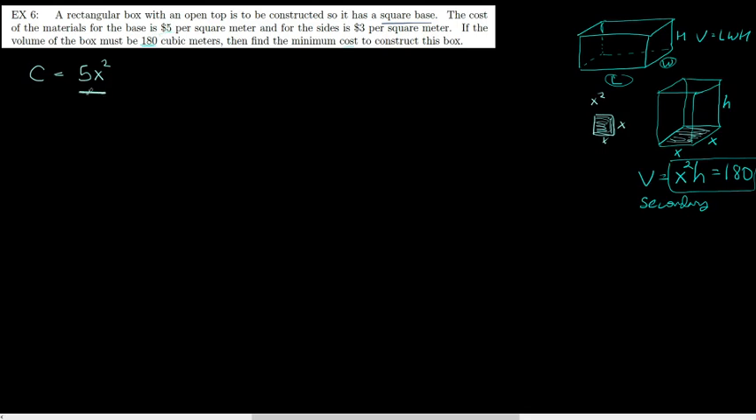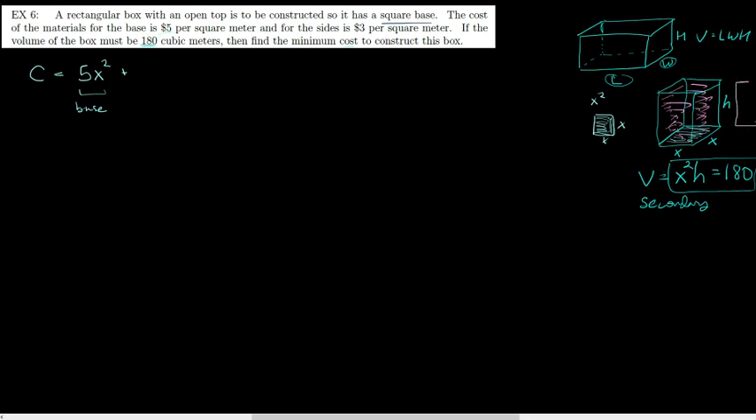This is just the base, the square base. But then we also have the four sides here. So we have the side on the left, the side on the right, the back, and the front. So those four sides. What do we know about those four sides? Well, let me try that again.